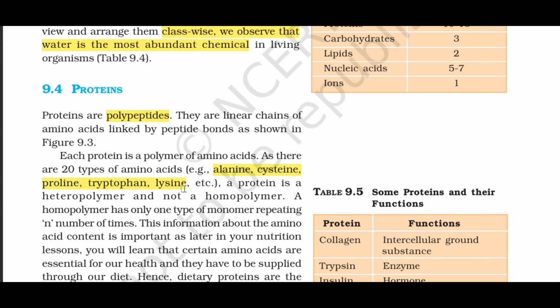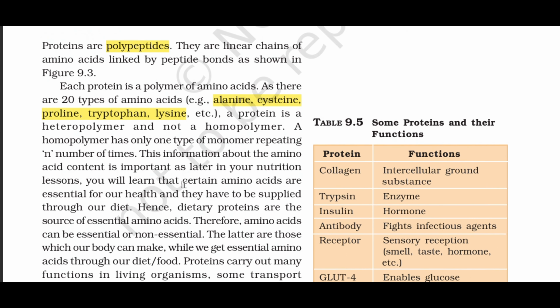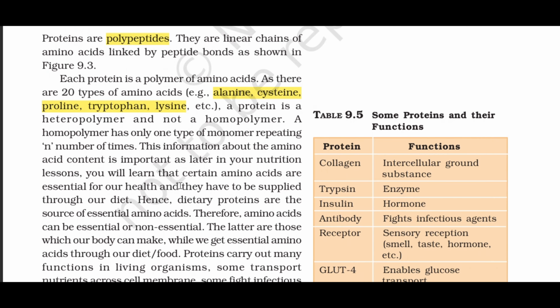As there are 20 types of amino acids, for example alanine, cysteine, proline, tryptophan, lysine, etc., a protein is a heteropolymer and not a homopolymer. A homopolymer has only one type of monomer repeating n number of times. This information about the amino acid content is important, as later in your nutrition lessons, you will learn that certain amino acids are essential for our health and they have to be supplied through our diet.